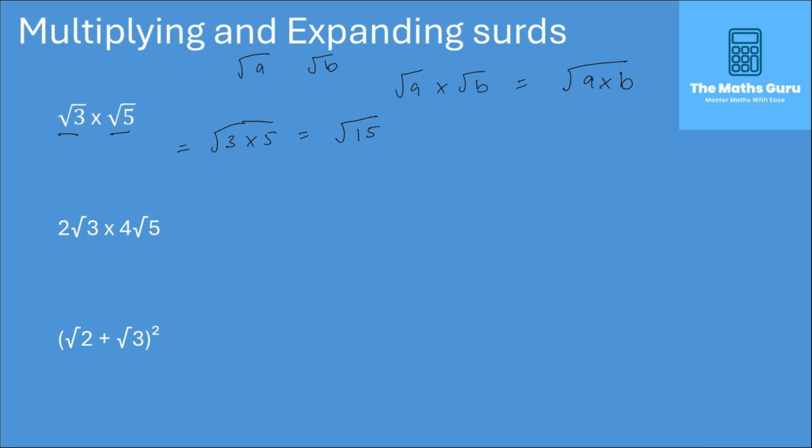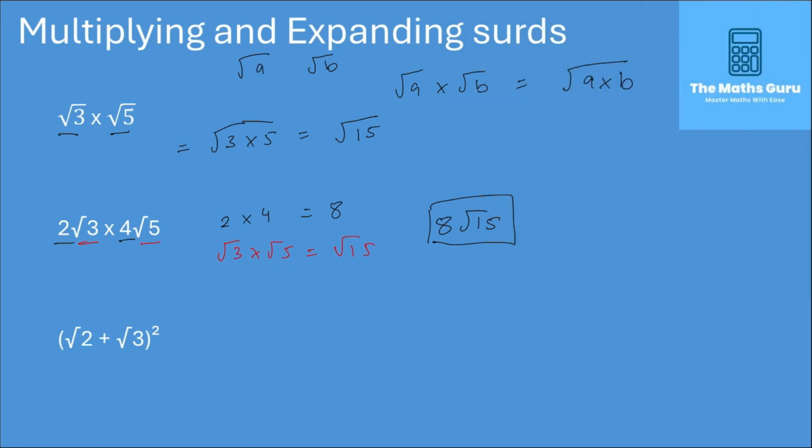Looking at the second question, we now need to deal with our whole numbers and our surds independently. Therefore, we do 2 times 4 first as our whole numbers, and then we deal with our surds second. So root 3 times by root 5 again, we get root 15, and obviously 2 times by 4 is equal to 8, and therefore we put together our two numbers to get our final surd to be 8 root 15.